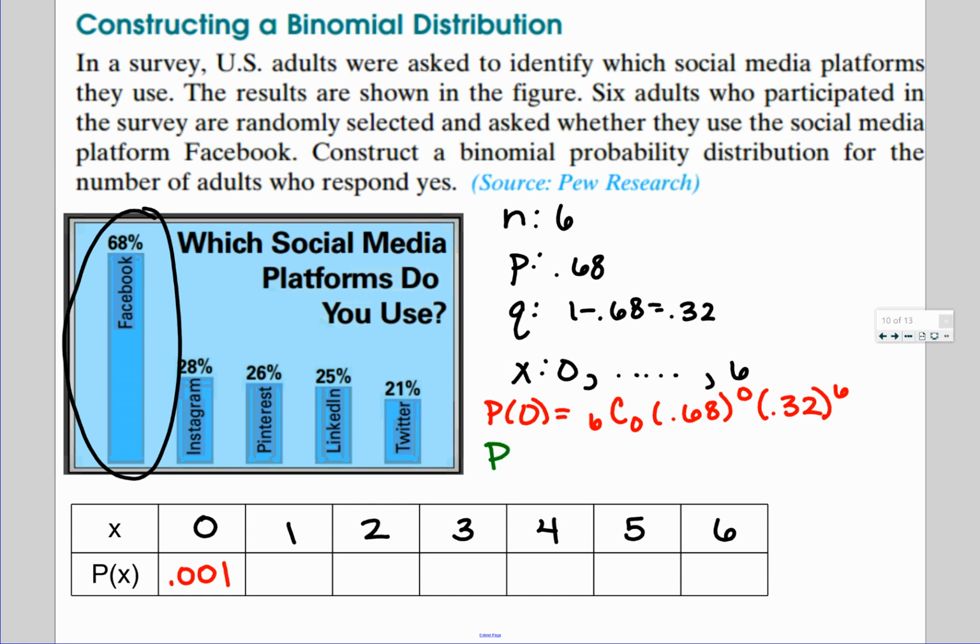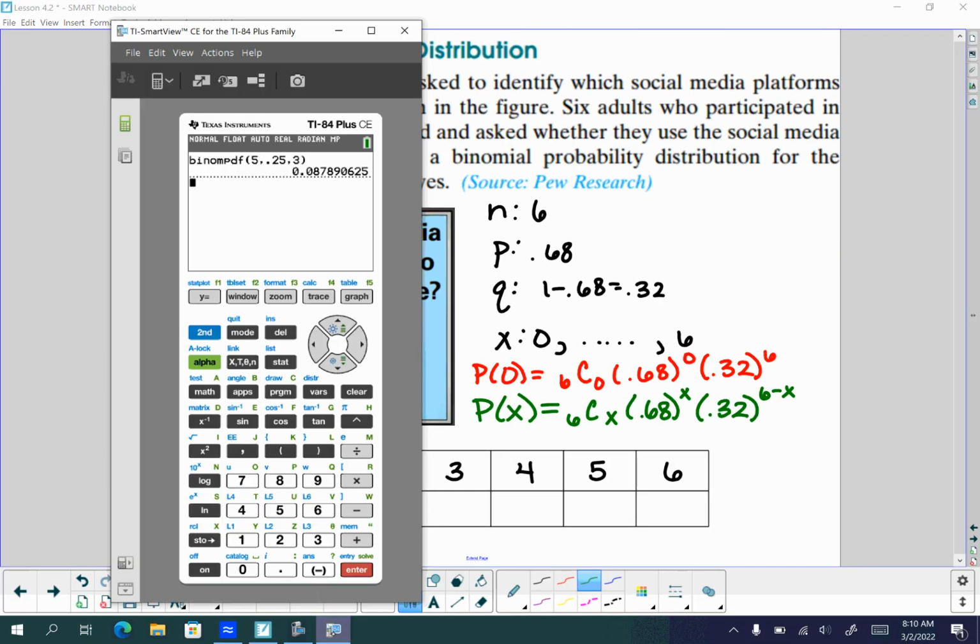So let's just say I want to find the probability of x successes happening, whatever that is. I'm going to edit the formula I just wrote. It would be 6 choose x, 0.68 to the x power, where x is my number of successes, and then 0.32 to the complement of that, 6 minus x power. Okay, that you can put in y equals in your calculator, and you can get a table that will do all of the rest of this distribution for you. So let me do that.